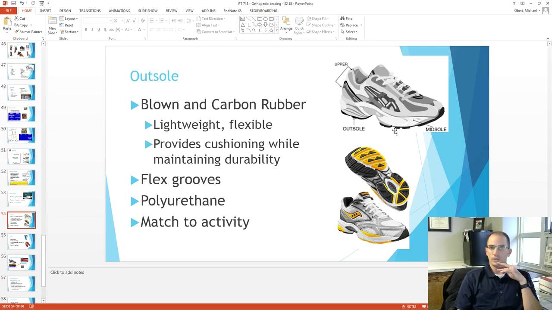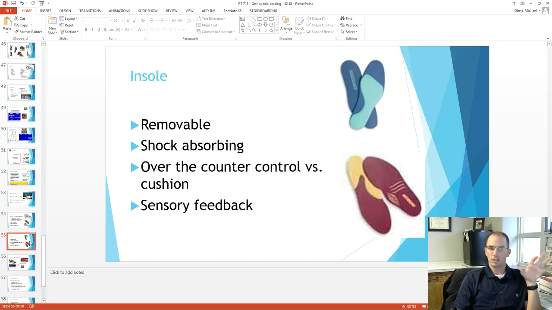Okay. So the outsole, if we look at that, it's either blown rubber or carbon rubber. They're lightweight, they're flexible, so they allow some flexibility. There's going to be some grooves in there along the way that allow for that motion at the forefoot. And we just really want to match it to their activity. If somebody is running, we want something a little bit more durable as opposed to just walking. So you'll see a little bit of a variation in running shoes and walking shoes as far as the material construction, but just try to have them find something that is going to match their particular activity.